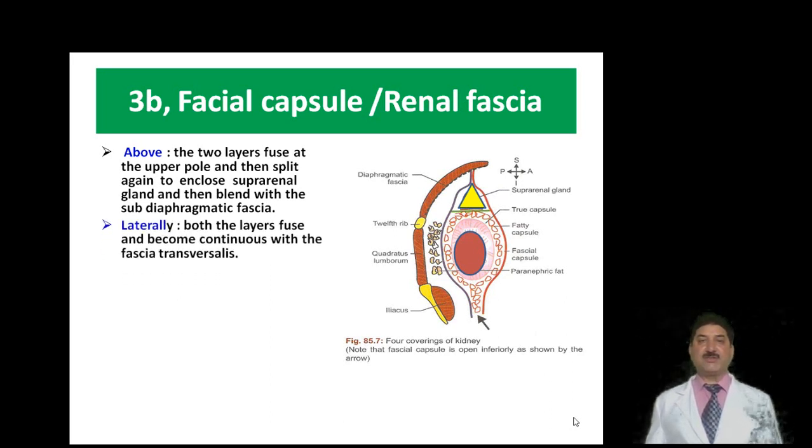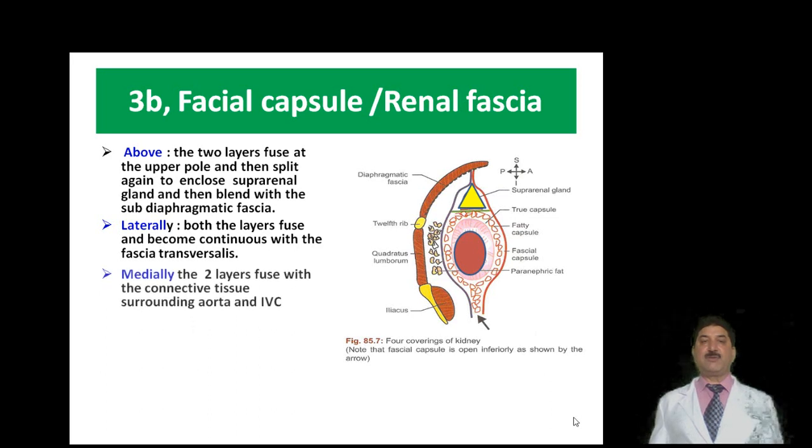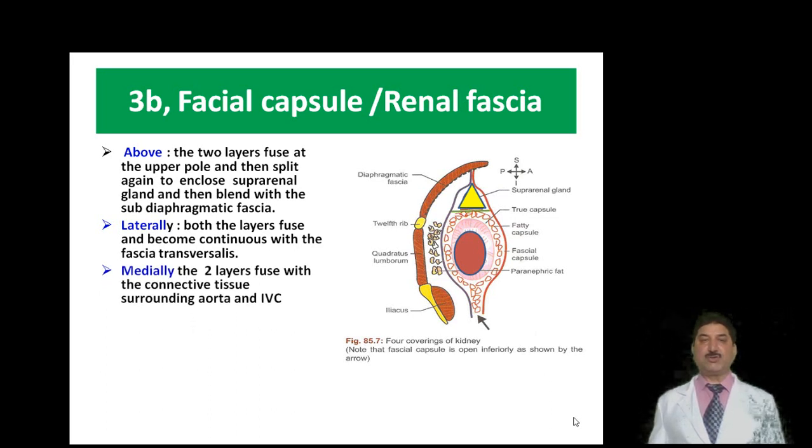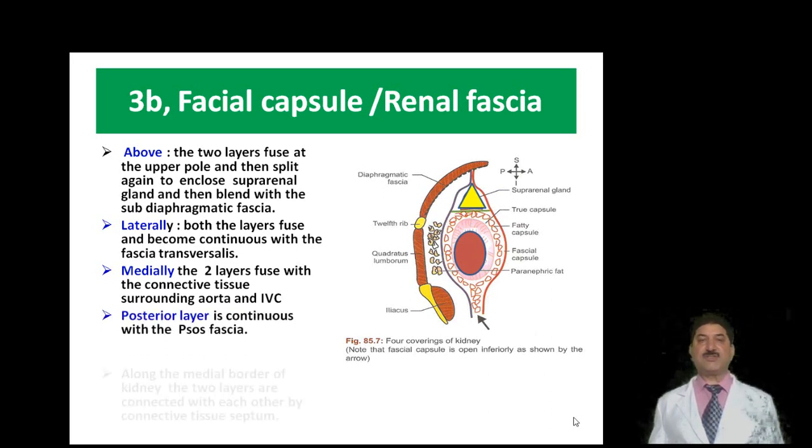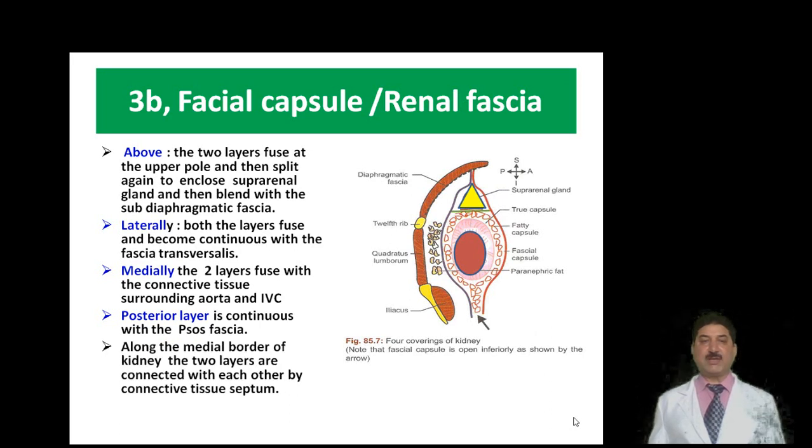Laterally, both the layers fuse and become continuous with the fascia transversalis of the anterolateral abdominal wall. Medially, the two layers fuse with the connective tissue surrounding the aorta and inferior vena cava. The posterior layer is continuous with the psoas fascia. Along the medial border of the kidney, the two layers are connected with each other by a connective tissue septum.